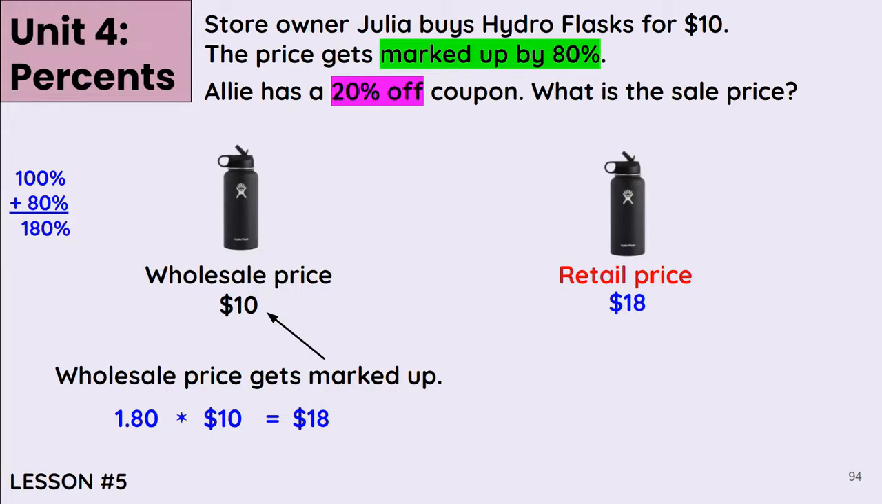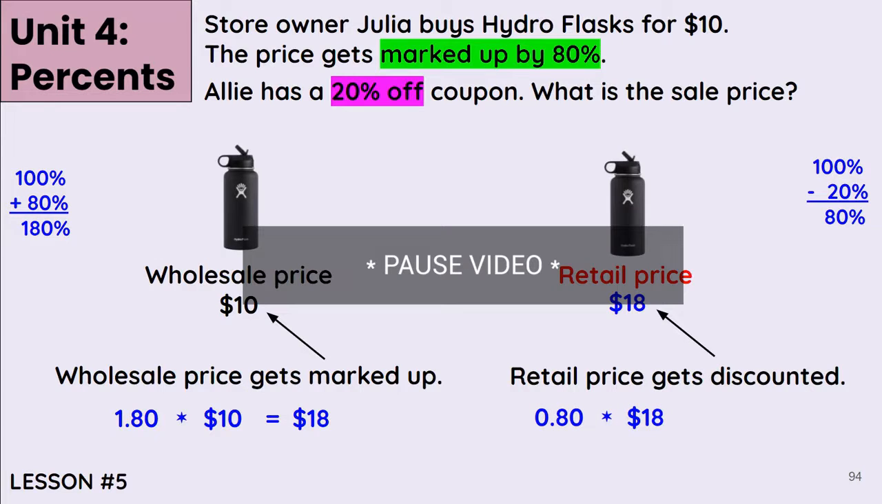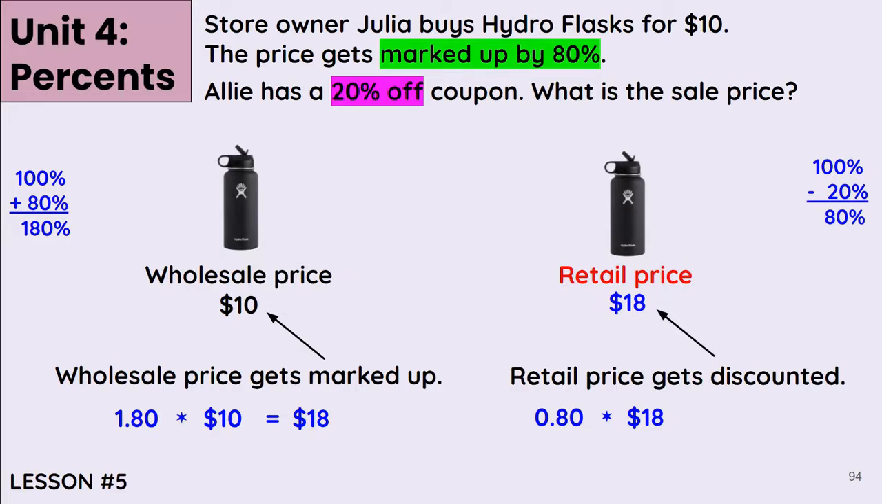But Allie comes in and she has a 20% off coupon, which means Allie was going to have to pay 100%, but now it's 20% off. So she only needs to pay 80%. So go ahead and do 0.80 times the retail price. Okay, the sales price would be $14.40.